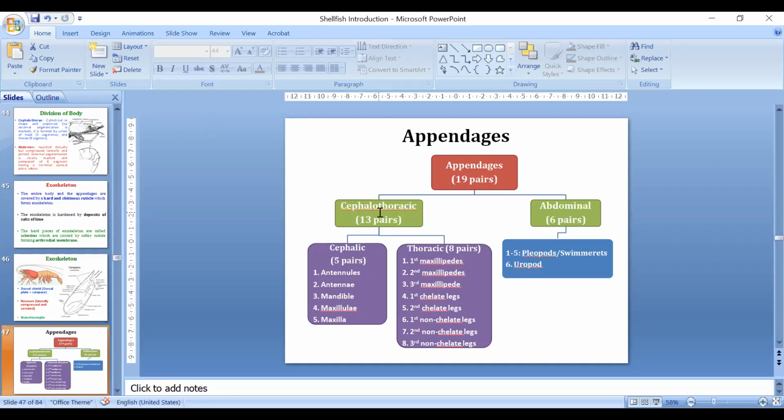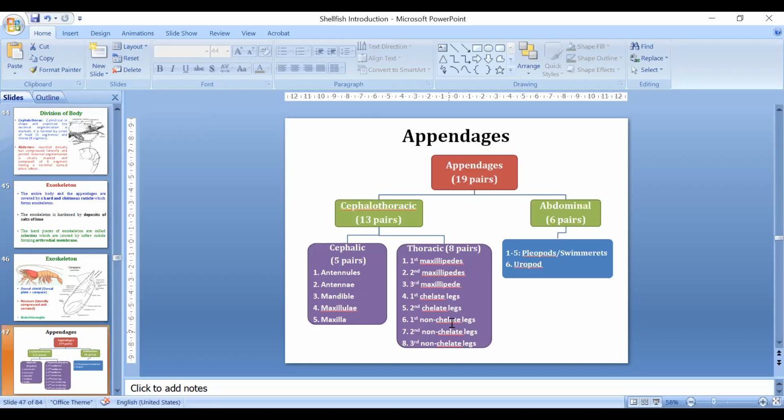So when we are talking about the cephalothoracic appendages, 5 pairs of appendages are cephalic, meaning these appendages are attached to the segments of the head region. And then there are 8 pairs of thoracic appendages, meaning the appendages attached to the 8 different segments of the thorax. Here you can see the 5 cephalic appendages: antennules, antenna, mandible, maxillule, and maxilla.